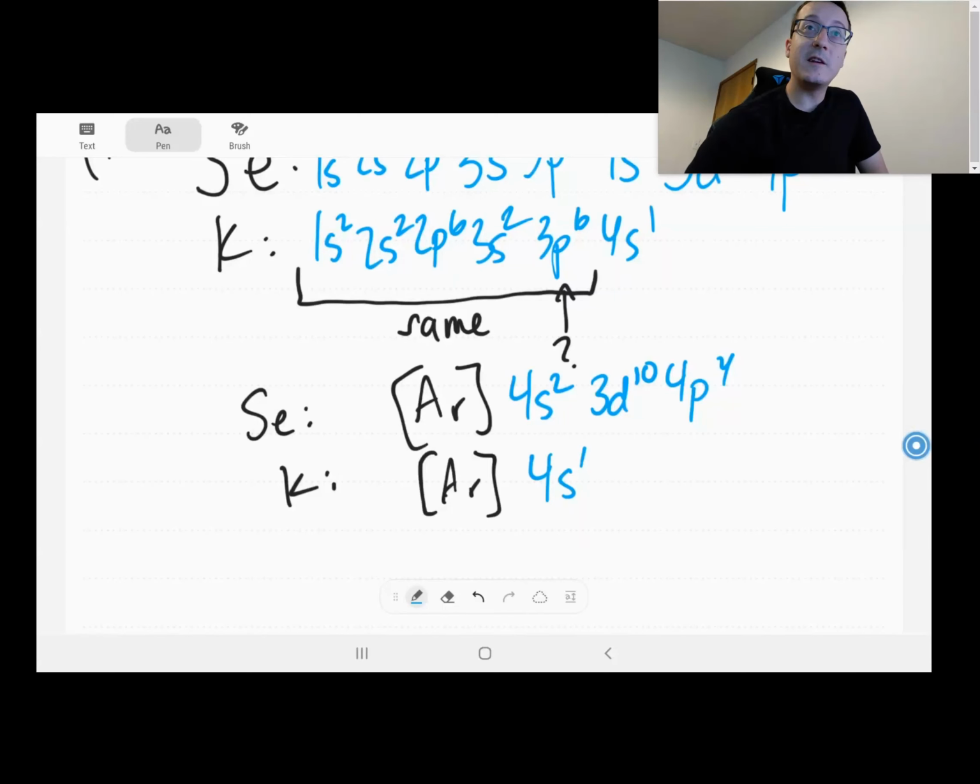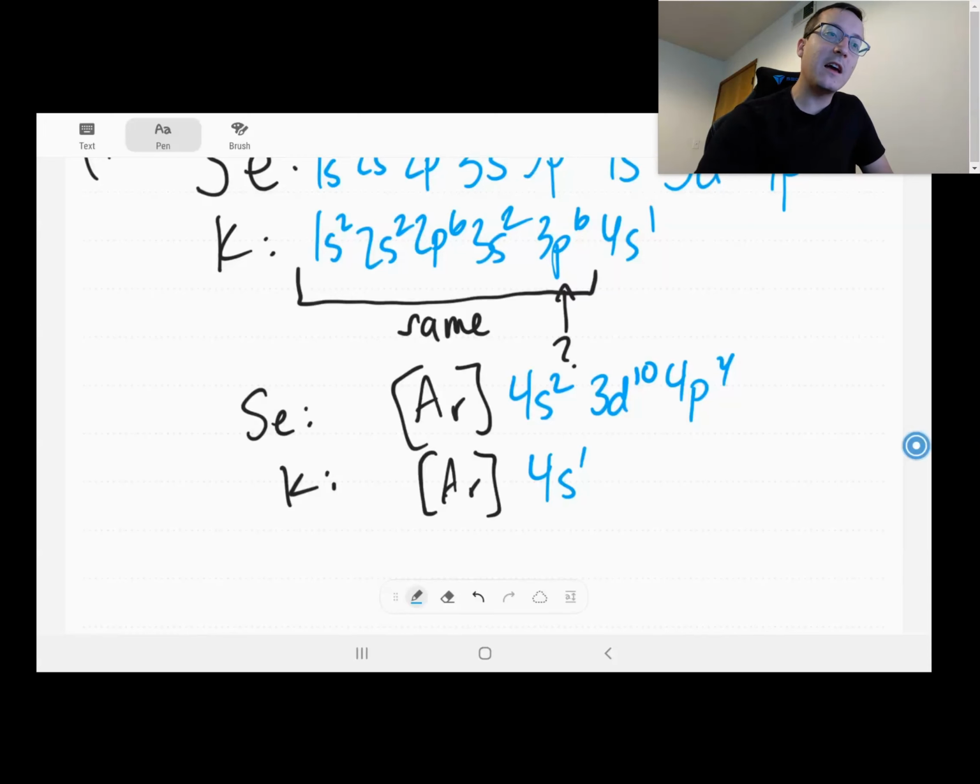We call this one the noble gas configuration, just because we're looking at the last element of the previous row. So we saw that selenium and potassium are both in row 4, the fourth period of the periodic table. And we see that the noble gas in the third row is argon. So for sure, everything in the fourth row will be argon plus something else. And if we're looking at the fifth row, it's krypton plus something else. So let's go ahead and do that.